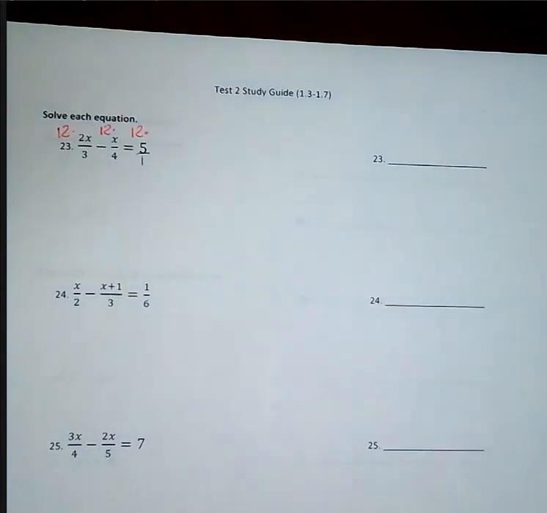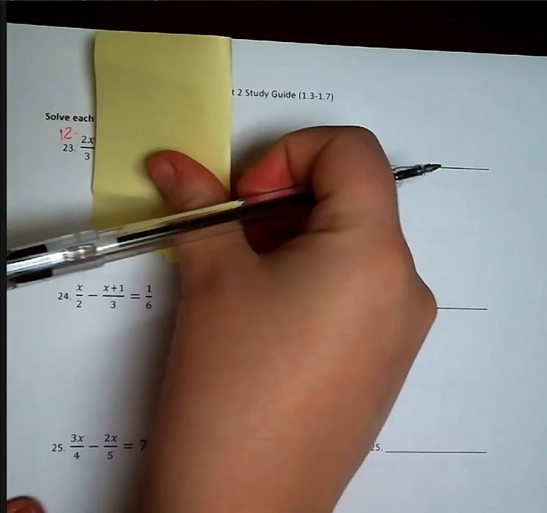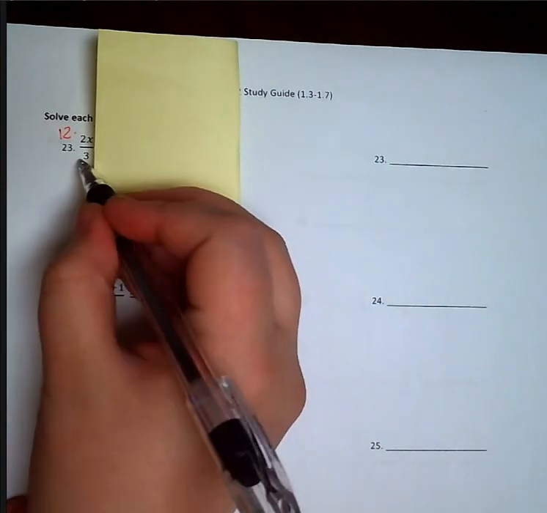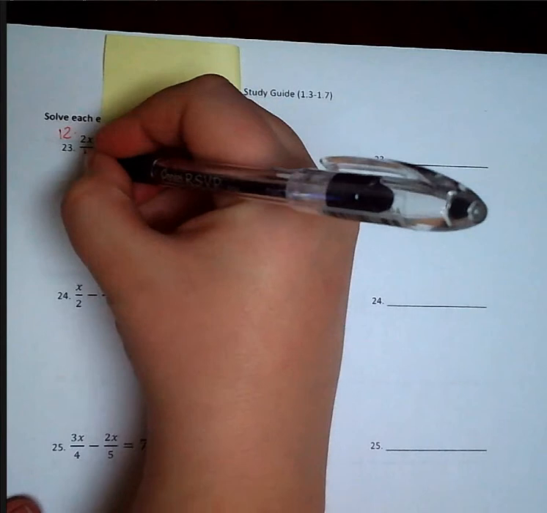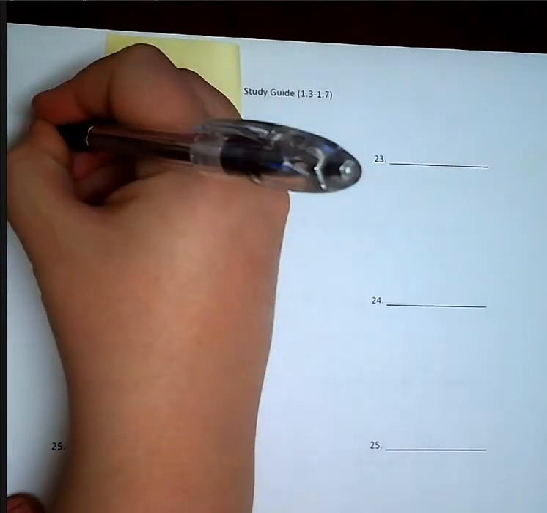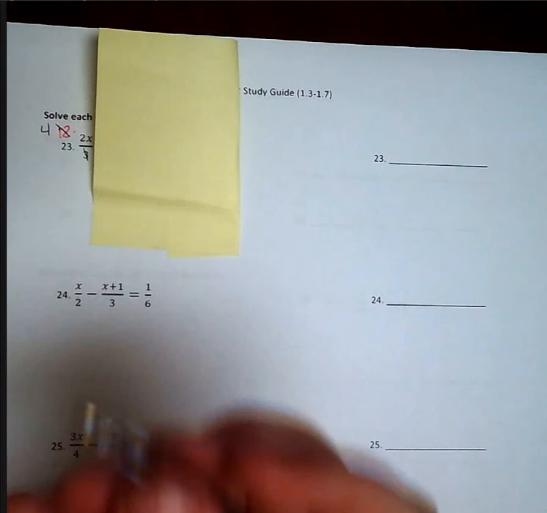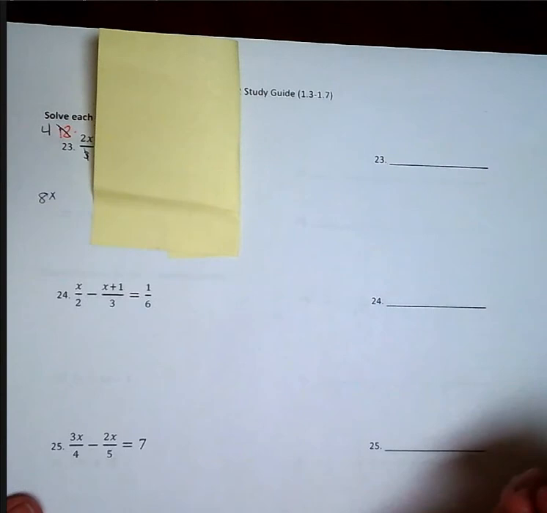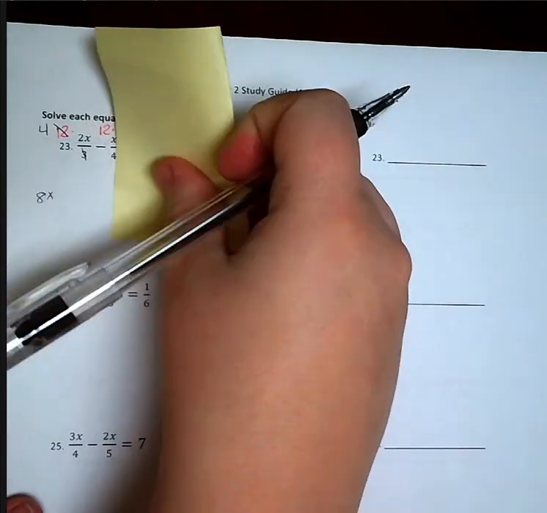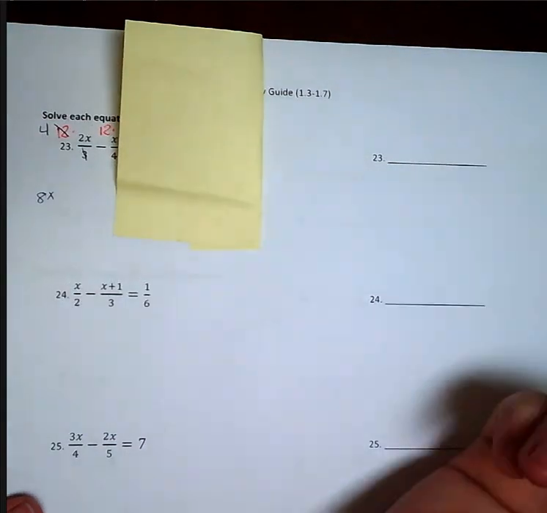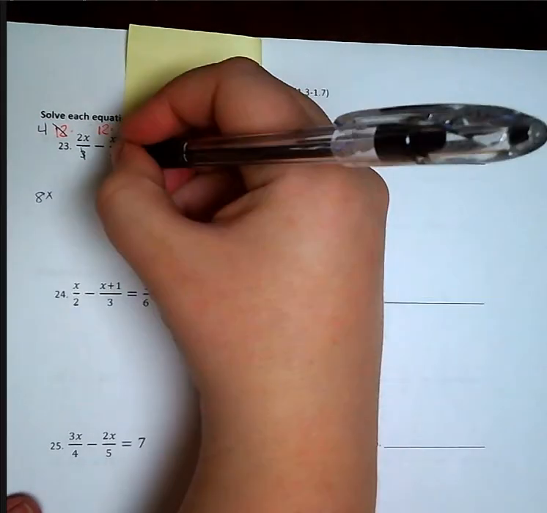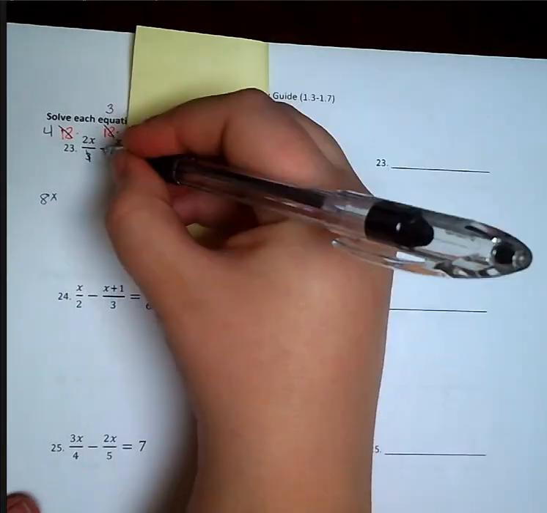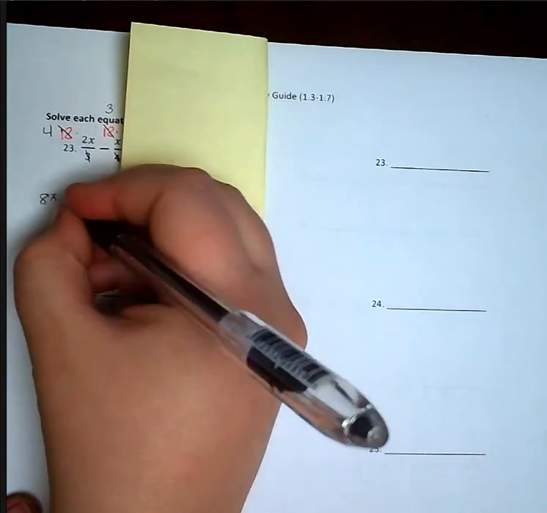So here, I want you to imagine that this is all that you can see, okay? So 3 is my denominator. 3 goes into 12 4 times. So 4 times 2x is 8x. Now let's look here. 4 is my denominator. 4 goes into 12 3 times. So that's a negative. 3 times x is negative 3x.